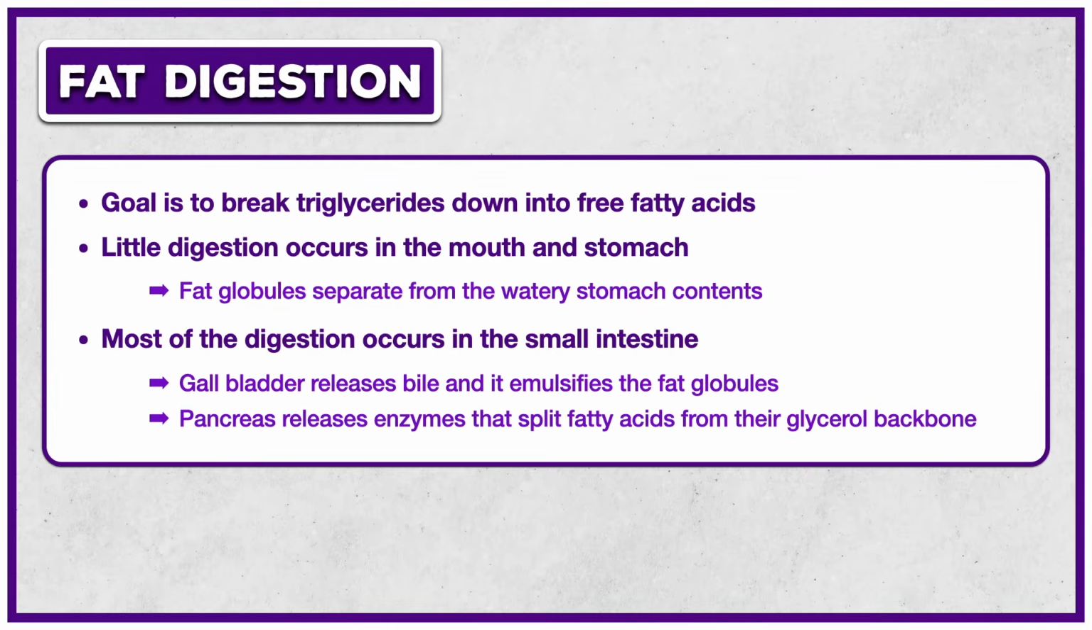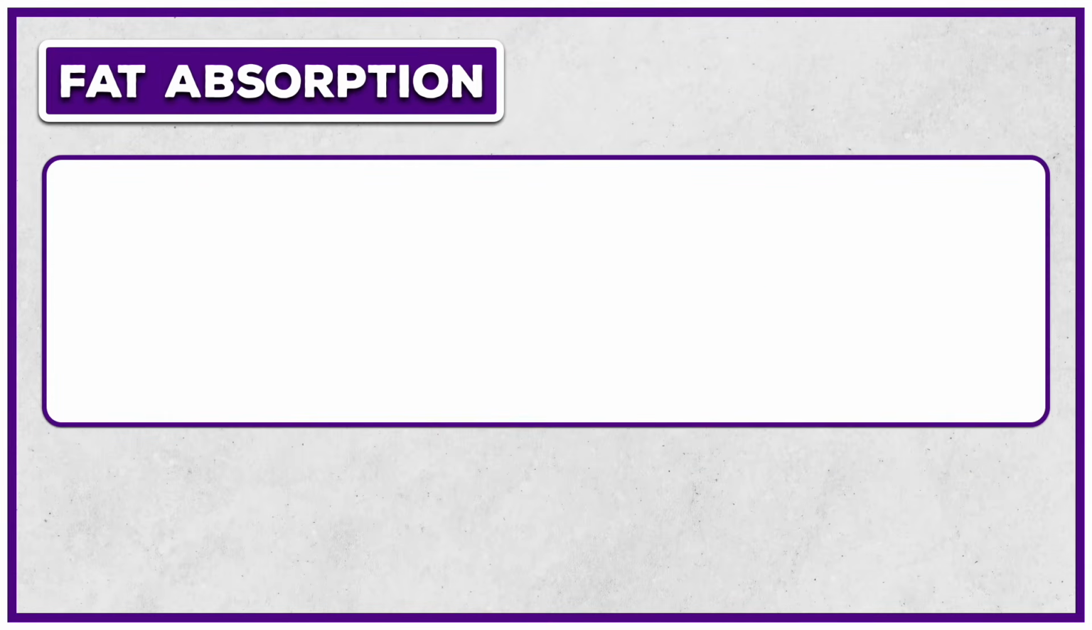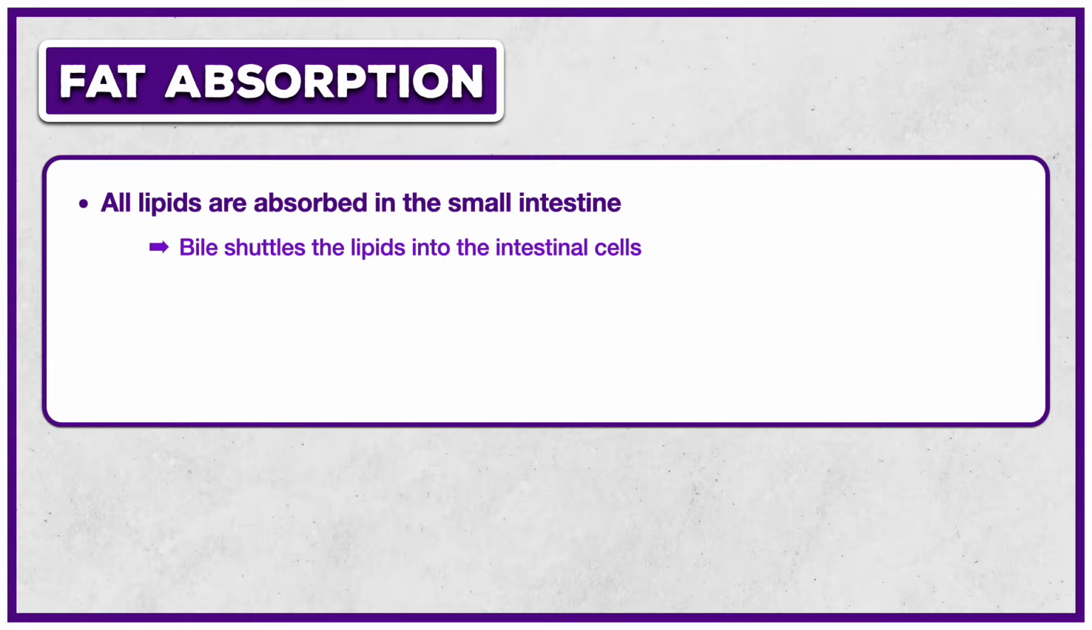their glycerol backbone. Once digestive enzymes split most of the fatty acids from their glycerol backbone, they get absorbed alongside the other lipids. All lipids are absorbed in the small intestine with assistance from bile.